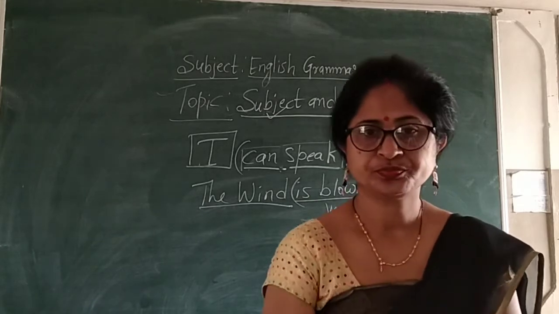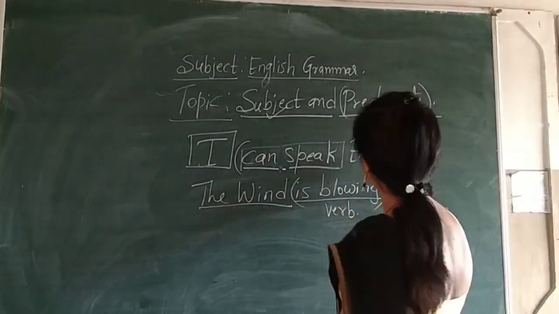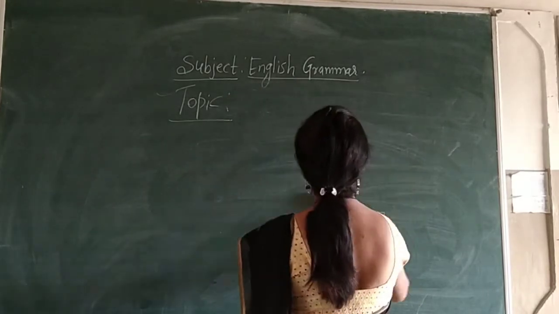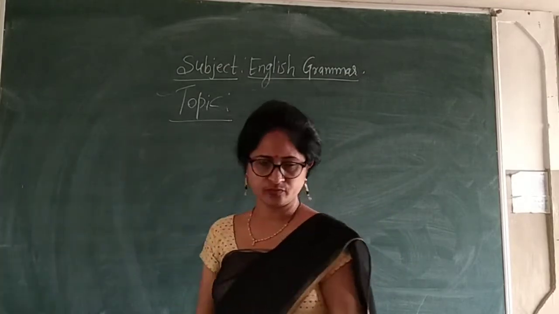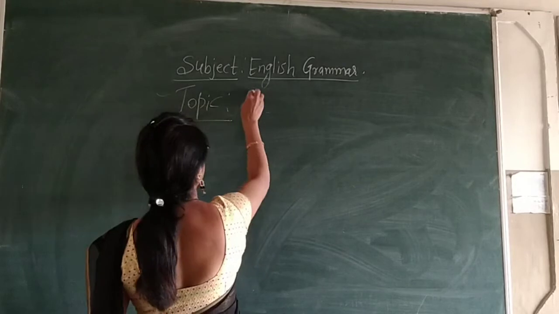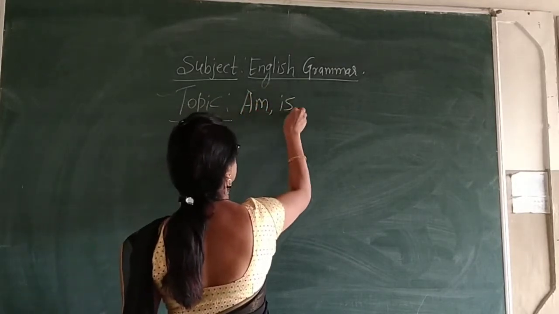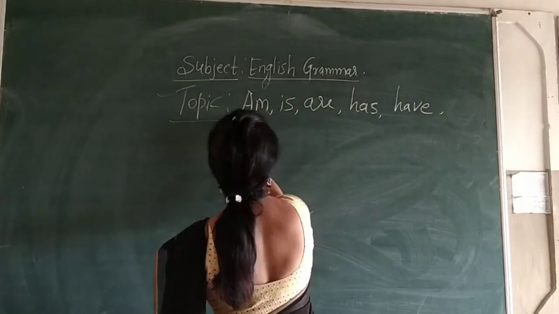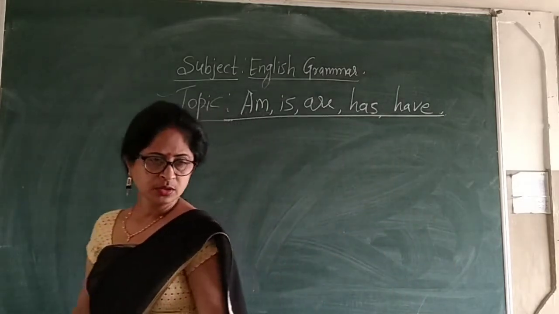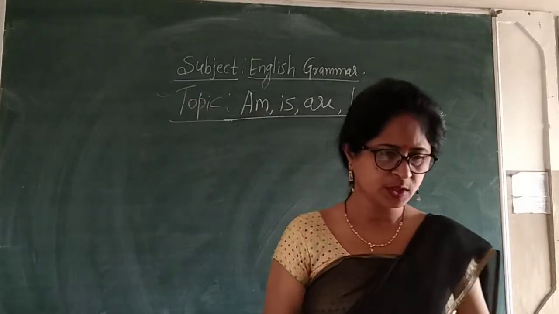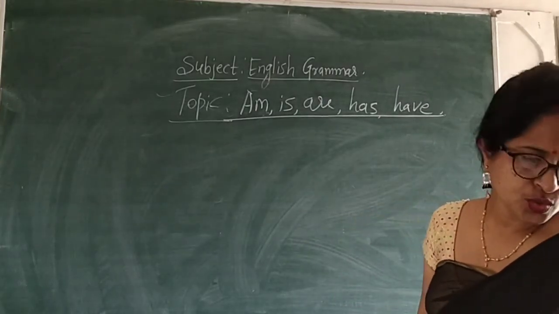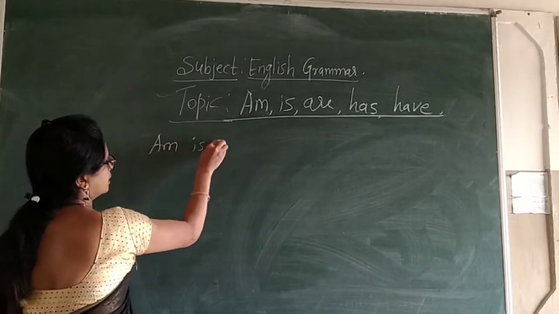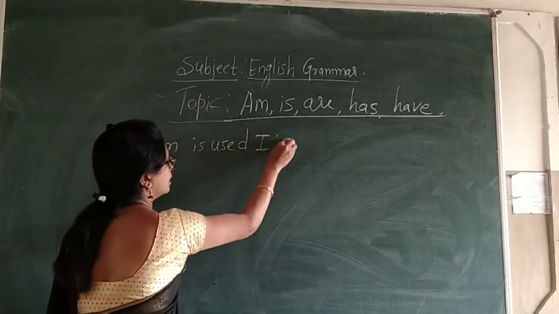Okay, now what is our third topic? The third topic is am, is, are, has, have. So when we use these words, it is given here. Am is used with I. Am is always used with I in the present tense.